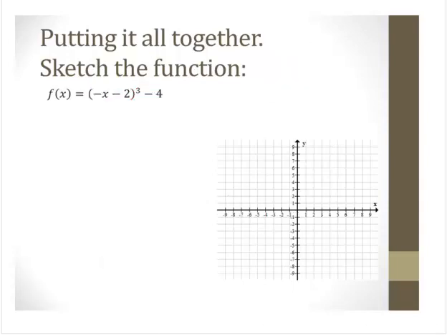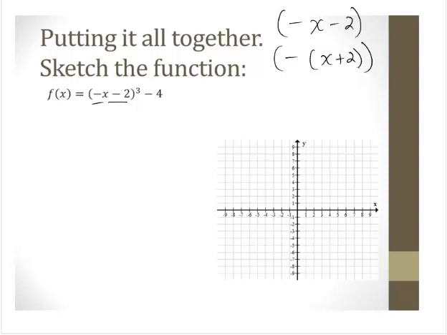One more exercise. Sketch the function f of x equals the quantity negative x minus 2 cubed minus 4. Now we have to be very careful when we have a situation like this where we have a negative and another term inside the quantity and we want to sketch. So here's how I think of it. We have this negative x minus 2, right? Let's factor out the negative. So I have a negative and a quantity x plus 2.